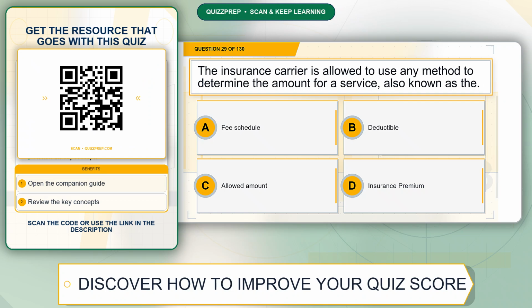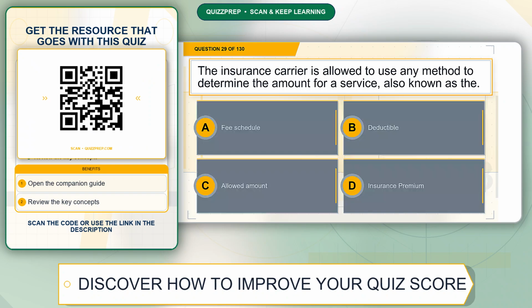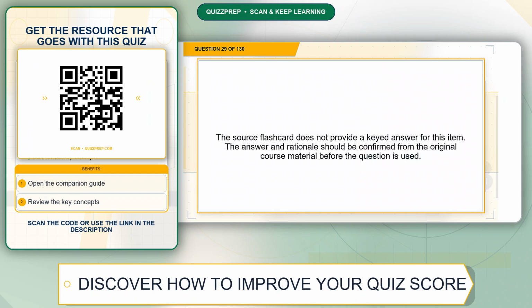Question 29. The insurance carrier is allowed to use any method to determine the amount for a service, also known as the Option A, fee schedule. Option B, deductible. Option C, allowed amount. Option D, insurance premium. The correct answer is not shown. Explanation. The source flashcard does not provide a keyed answer for this item. The answer and rationale should be confirmed from the original course material before the question is used.